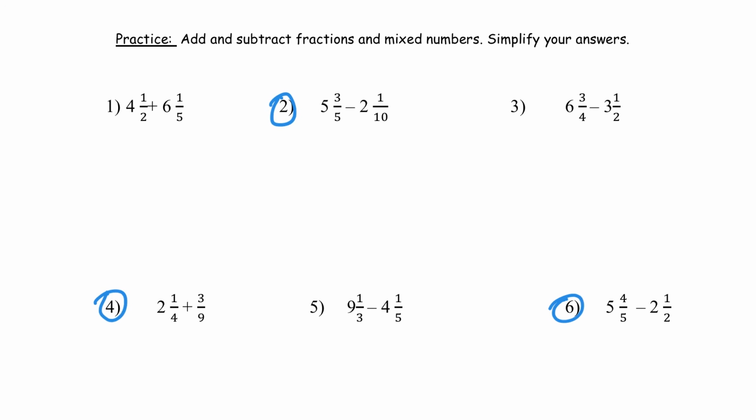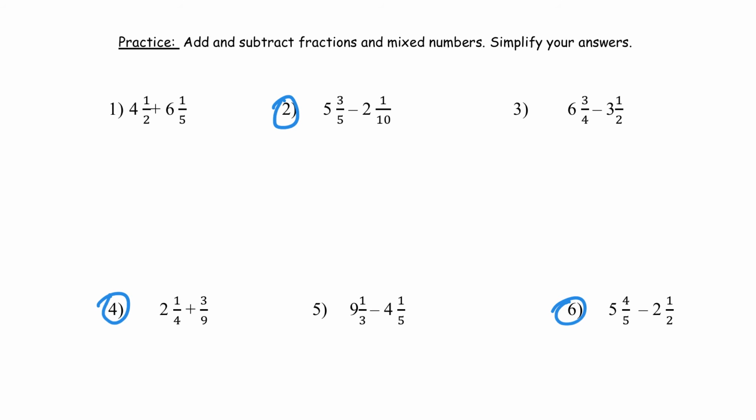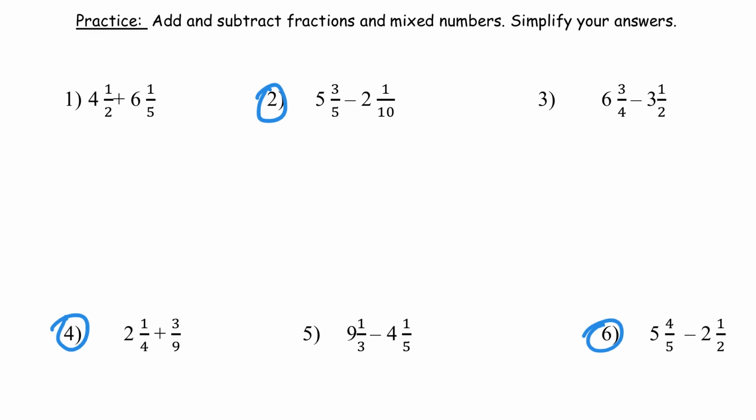We have 5 and 3/5 minus 2 and 1/10. So the first thing I notice about that is what? I notice the denominators are different. So what I'm going to do is set it up so that I can find the least common multiple or the least common denominator, and then I can find denominators that are the same, and then I can add my numerators and keep my denominators, and I can solve the problem.